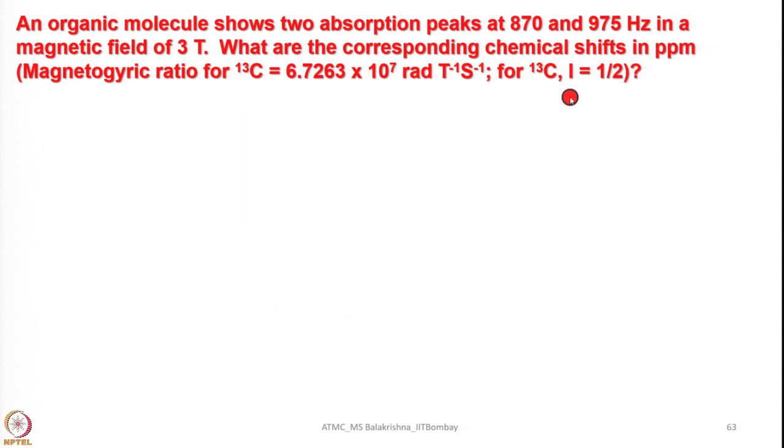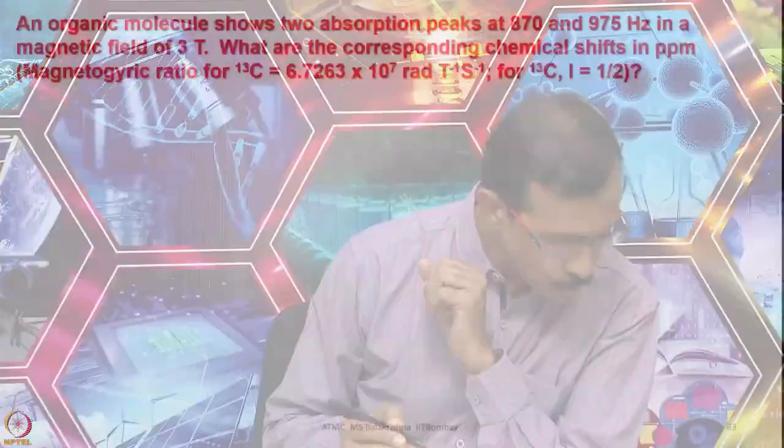For 13C, I equals half, it is given, and also it is an organic molecule, so we are saying it is 13C. So now what we have to do is calculate nu corresponding to 3 tesla, that is, the magnetic field strength. Once we calculate that, if you divide 870 by that value, you get the corresponding value in ppm. So let us do that.